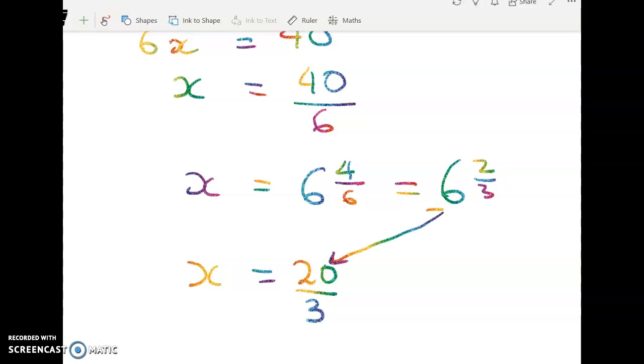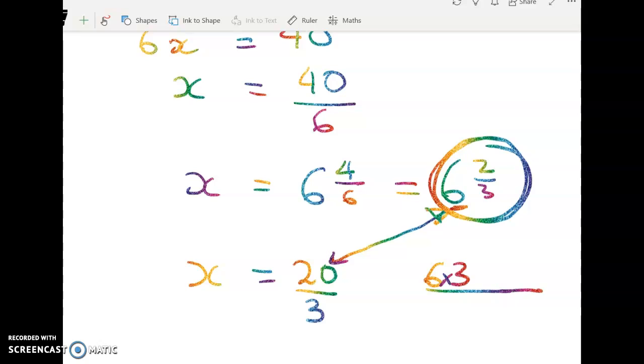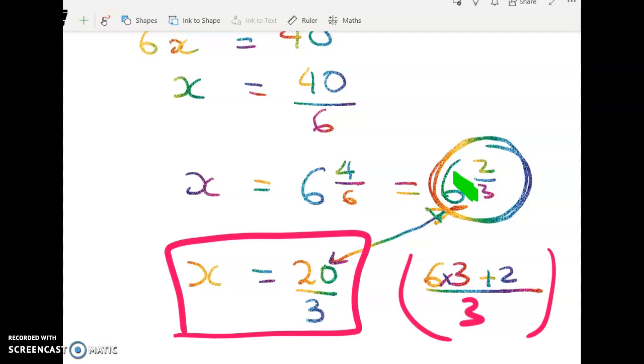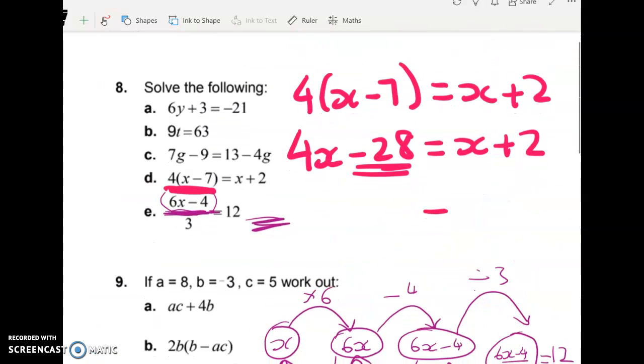Now look at how I went between these two. If I have a mixed number, the 6 wholes are 18/3. So it's 6 times 3 plus 2. What I'm doing here is multiplying these two numbers together. So my final answer there is x is equal to 20 over 3, or x is equal to 6 and 2/3. Right, that's all of those ones.